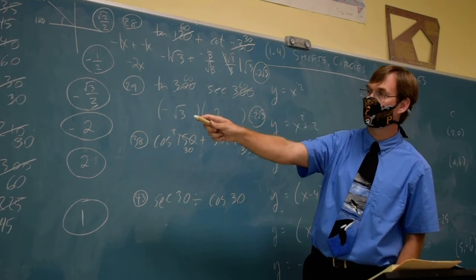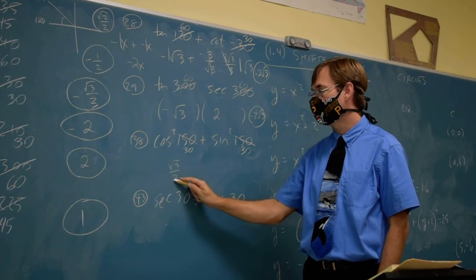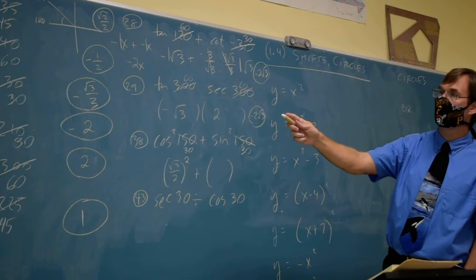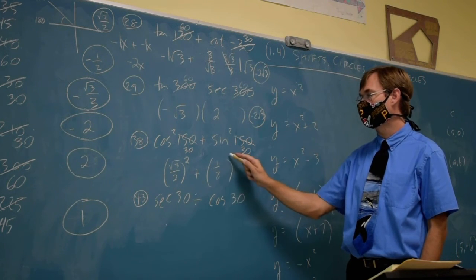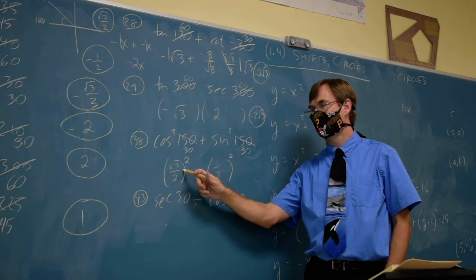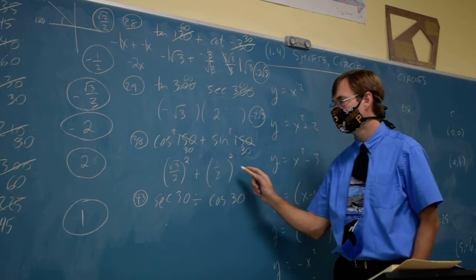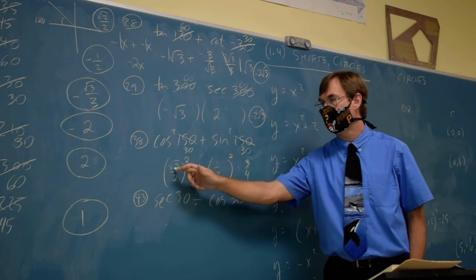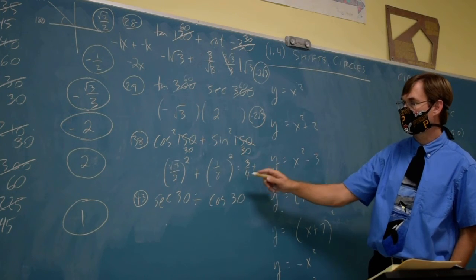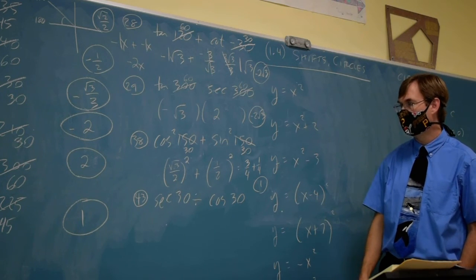Cosine of 30 from the chart, root 3 over 2, which in a second I'm going to square. Sine of 30 from the chart, 1 over 2, and I'm going to square that as well. What will I get when I square this? 3 over 4. When you square a root, the root disappears, but when you square the 2, it turns into a 4. Square the half, 1 over 4. Best answer is 1. 4 over 4.